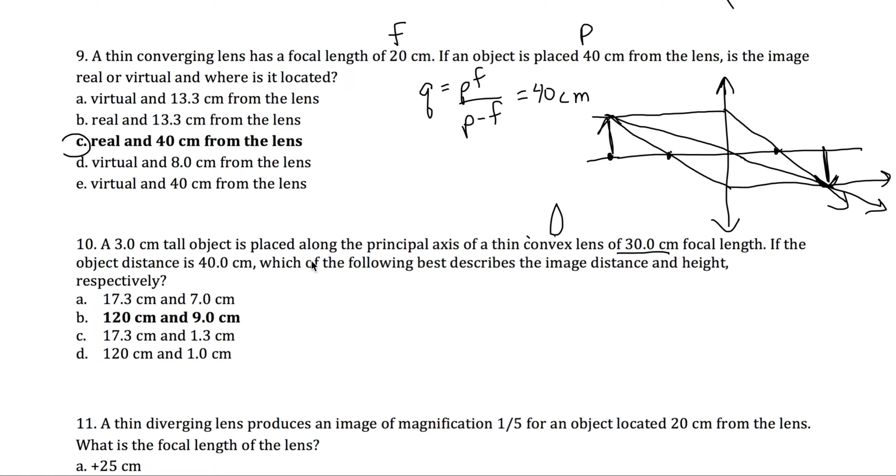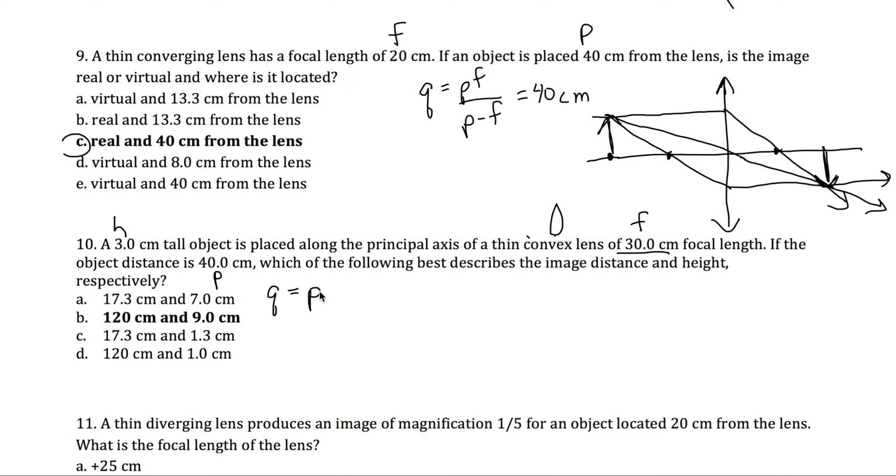So let's see what we're given here. We are given the height of the object. We are given the focal length. We are given P, the object distance. And we want to know Q and H prime. So to find Q, we're going to use the thin lens equation.